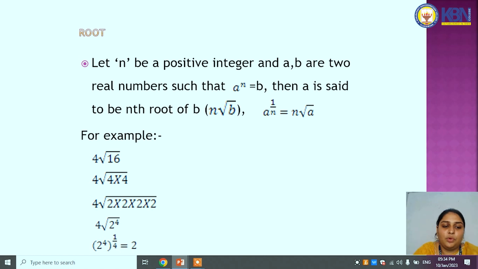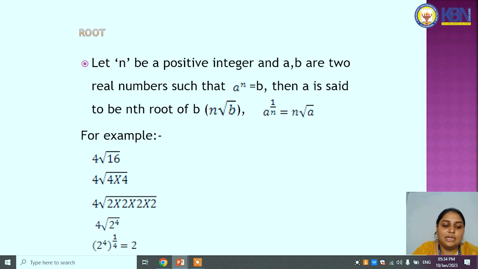That is, the 4th root of 16 can be written as the 4th root of 2 power 4, which is 2 power 4 whole power 1 by 4. Here we write a power 1 by n is equal to the nth root of a. Similarly, in place of a we have 2, in place of n we have 4.